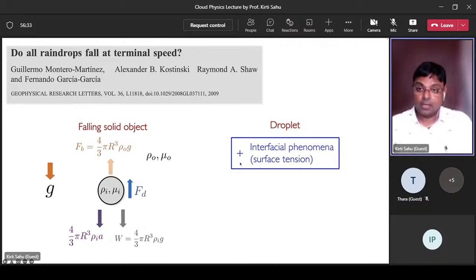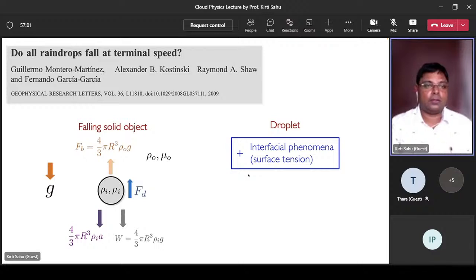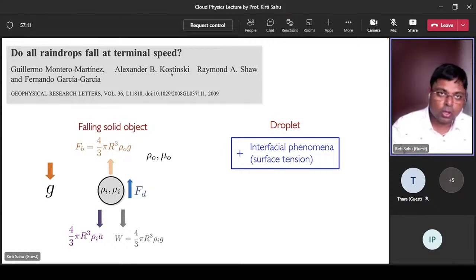But droplets are not like that. It has a lot of complex phenomena, interfacial phenomena due to surface tension, which actually acts right at the interface. And also it will have the density contrast between the inner and the outer surrounding medium, and the viscosity contrast, which will affect the interfacial stress balance at the interface separating these two fluids. So the answer to the question, do all raindrops fall at terminal speed, is actually no. And that is due to the fragmentation, coalescence, and phase change phenomena occurring as the raindrop falls from the sky.